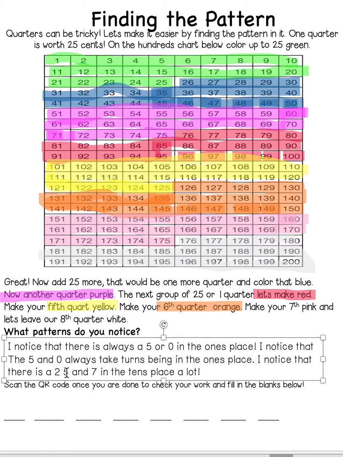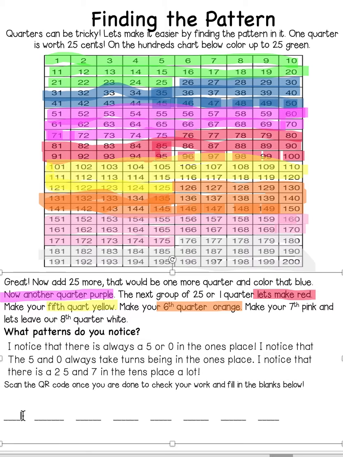And I noticed that there's a 2, 5, or 7 in the tens place a lot. So 25 has a 2, 50 has a 5, 75 has a 7, and then we go on to 100, we get into our new place value. Then 125, I have that 2 again. 150, I have that 5 again. 175, I have that 7 again. Okay? Now down here, so we have to watch this video to be able to complete this whole worksheet.